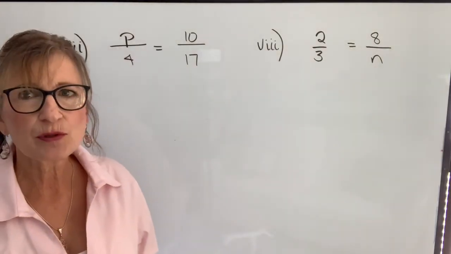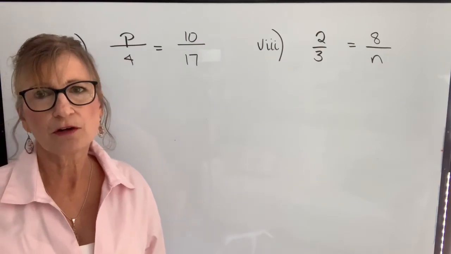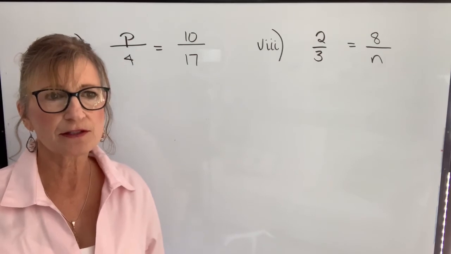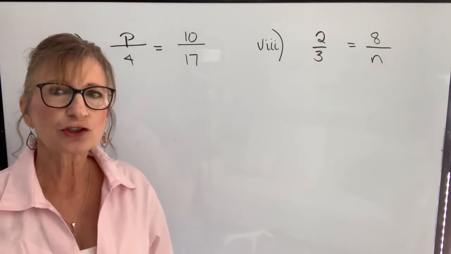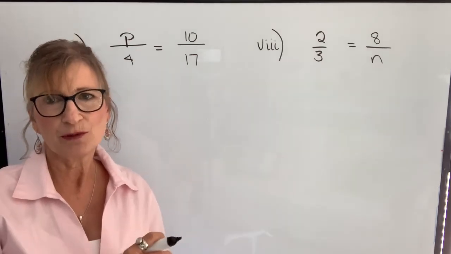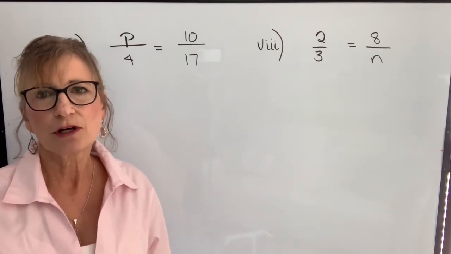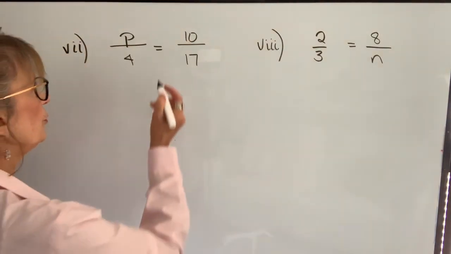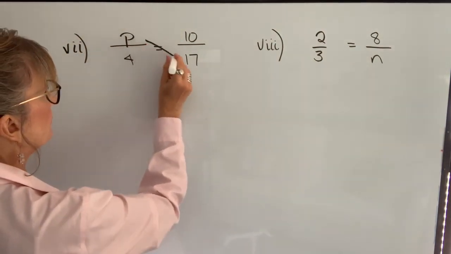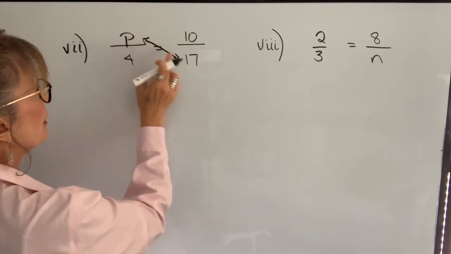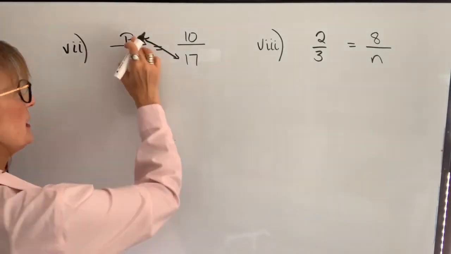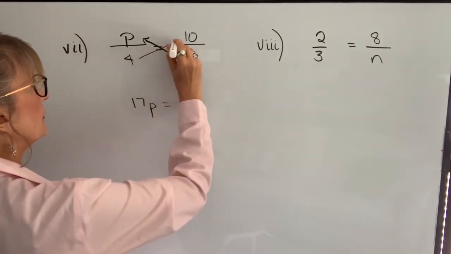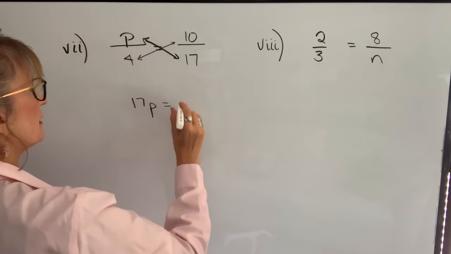These next 2 examples are equations that you'll encounter quite often, especially if you're working with proportions. And for solving these, there's a special process. It's the shortcut for doing what we were doing with the other equations, and it's called cross multiplying. To cross multiply, you go across the equal sign in a diagonal motion, and the product of those 2 values, so 17 times p, will equal 4 times 10, which is 40.